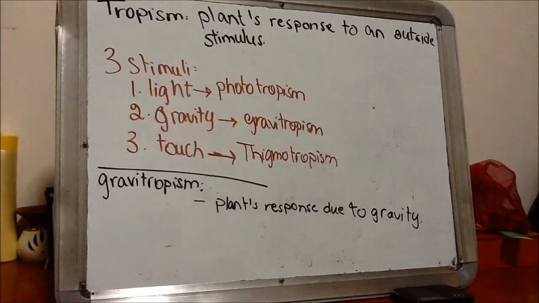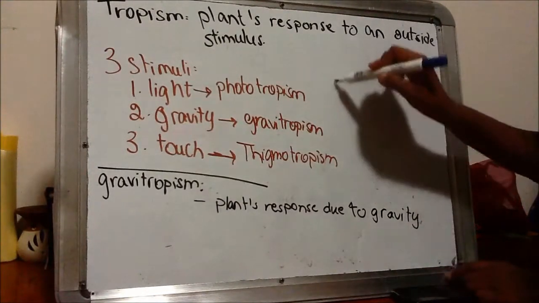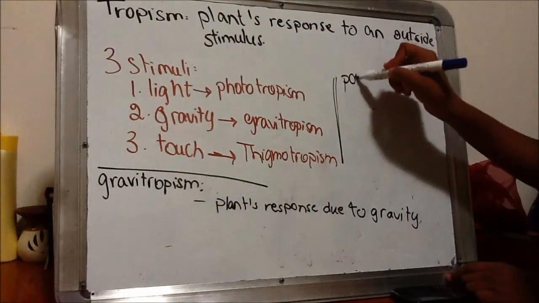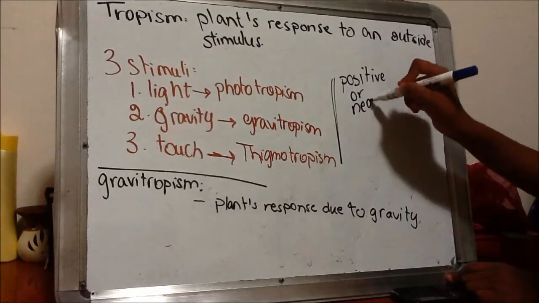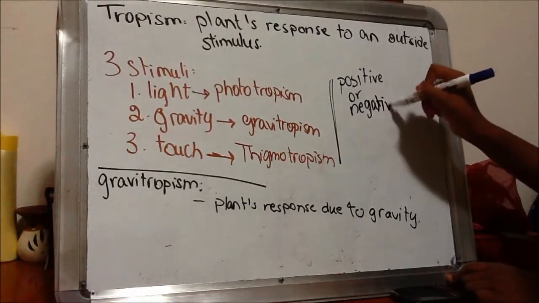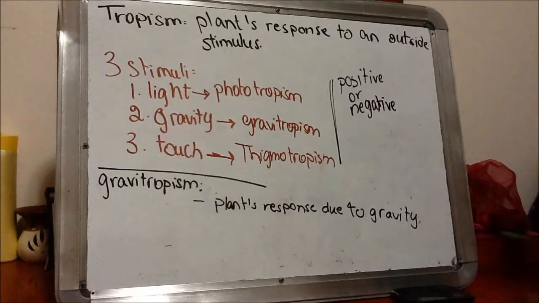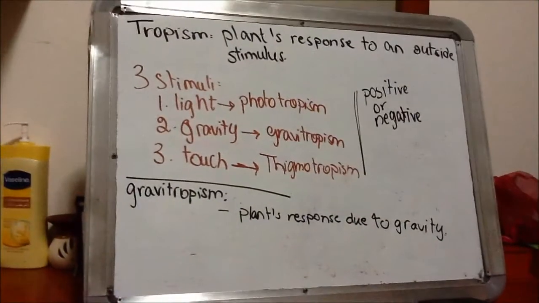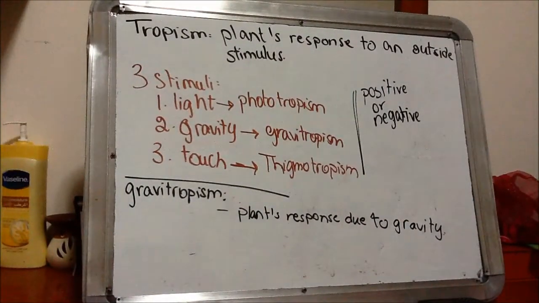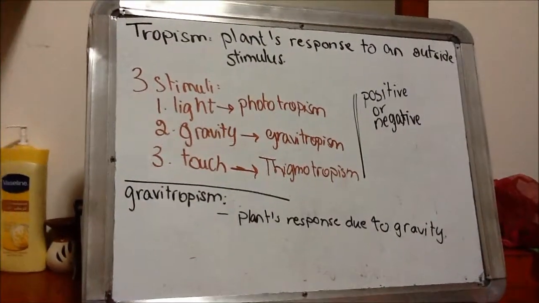Now, tropisms can either be positive or negative. So I'm just going to come right here and write it. So they can either be positive or negative. When it's positive is when the plant responds in the direction of the stimulus itself. So when we have the stimulus pulling the plant down, what grows down? The roots. The roots grow to the bottom, right? So the fact that the roots grow to the bottom means that they are responding positively, which is basically a good thing for the plant.